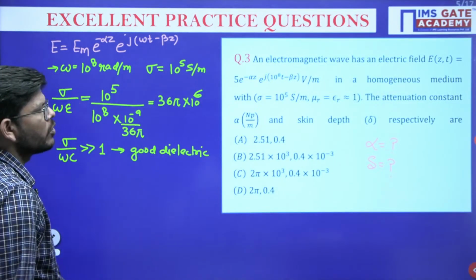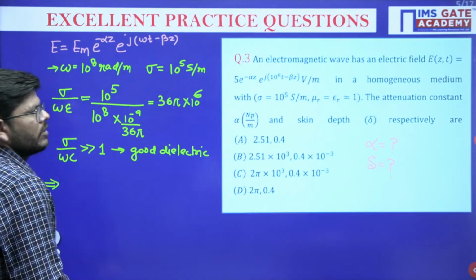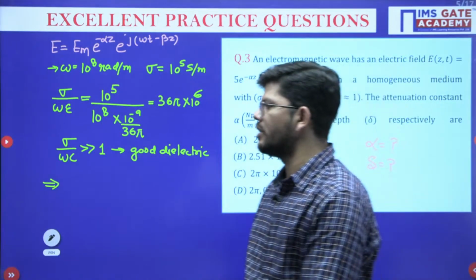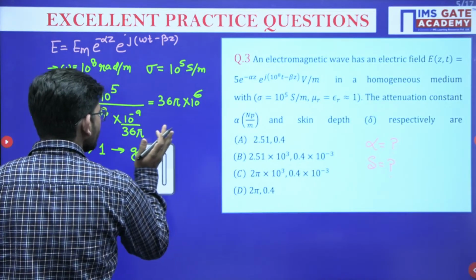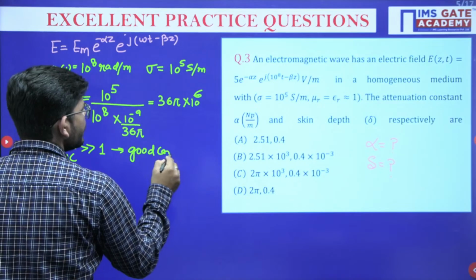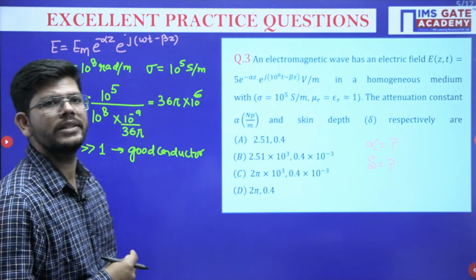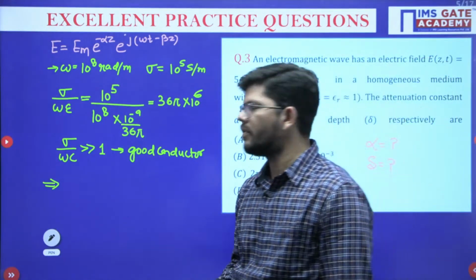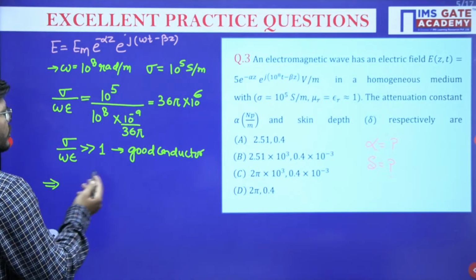So in case of a good dielectric, what is the value of alpha? Sorry, it is a good conductor, not a good dielectric. It is a good conductor. Okay, so in case of good conductor, we have to find this ratio first of all. If this ratio is greater than 1, it will be a good conductor, otherwise it will be a good dielectric. So both have different formulas for alpha. So first of all, we have to determine this ratio. Okay. So this is a good conductor.